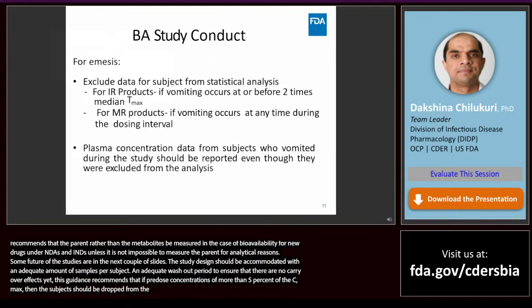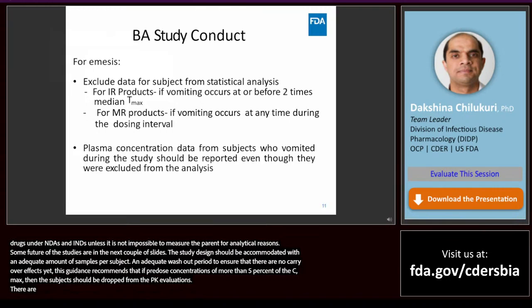There are specific recommendations for data exclusion in subjects who undergo emesis in these studies. For IR products, for example, if vomiting occurs at or before 2 times the Tmax, and for MR products, if emesis is reported any time during the dosing interval, that data is to be excluded.